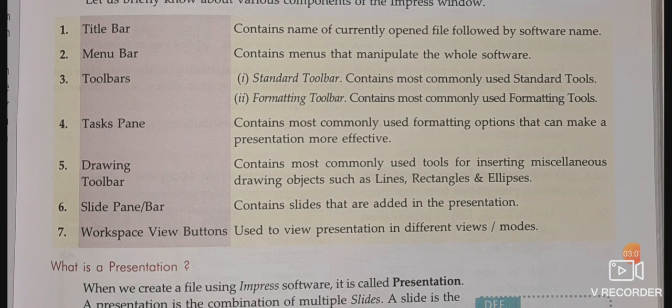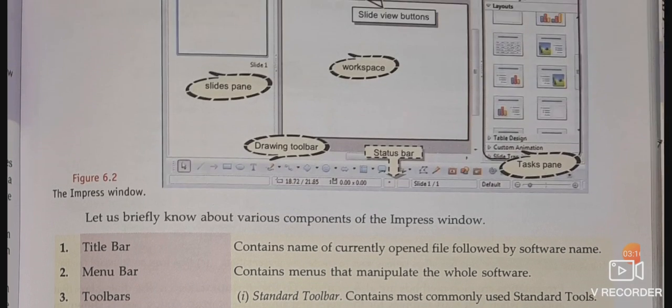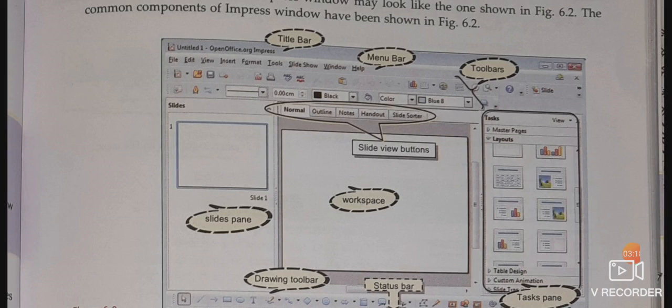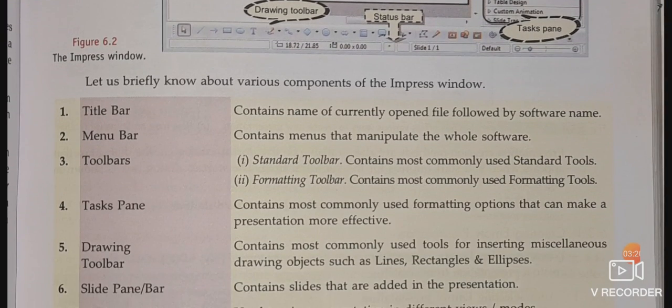So children, the title bar contains the name of the currently opened file. Then the menu bar contains the things to manipulate the whole software. Then the standard toolbar contains standard tools, and the formatting toolbar contains formatting tools. The task pane consists of formatting options. Alright, the formatting options are like this. Custom animation is there, you can add animation to your file.